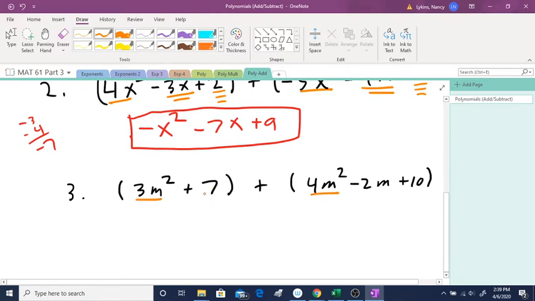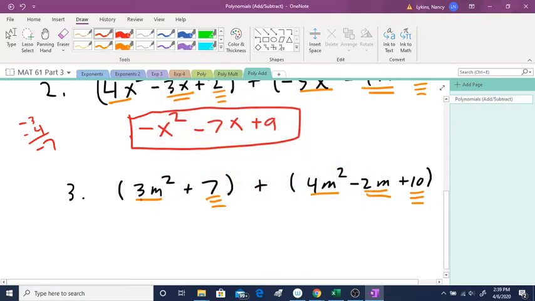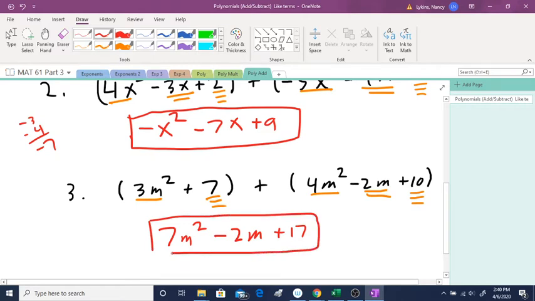Now take a look at this. I do not have an m, but I have an m on the right side. So I'm going to underline that twice, and then my number 3 times. So now I'm going to say 3m squared plus 4m squared is 7m squared. Now I've only got one m in it, so I'm going to keep it as minus 2m. And finally, 7 plus 10 is 17.